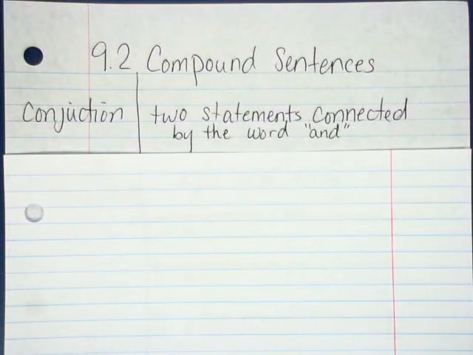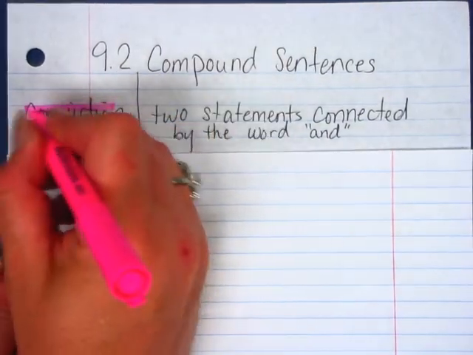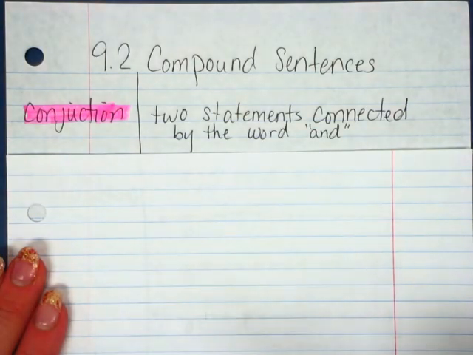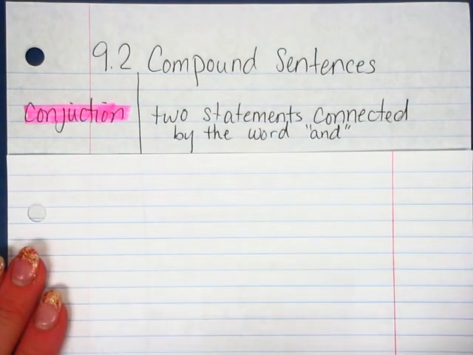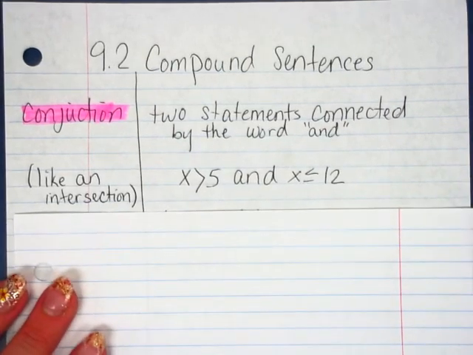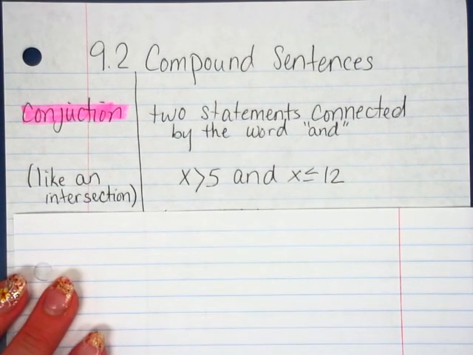9.2 compound sentences. If you think about compound sentences in language arts, it is where you have two sentences that come together with an "and." There are sometimes other words, but that's typically the one we think of. It's a conjunction, when you have two statements connected with the word "and." In math, it's kind of like an intersection. It's where the two come together.